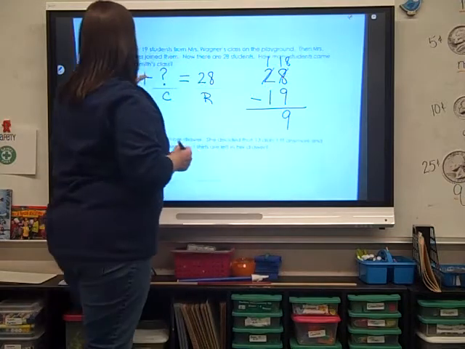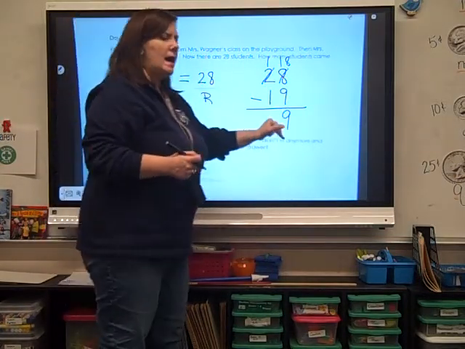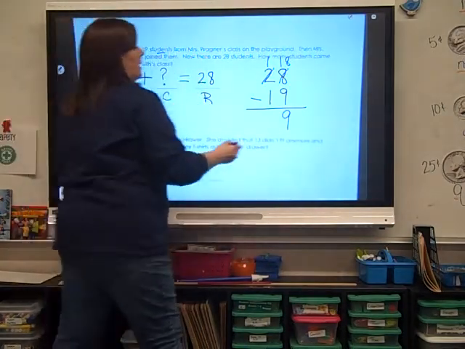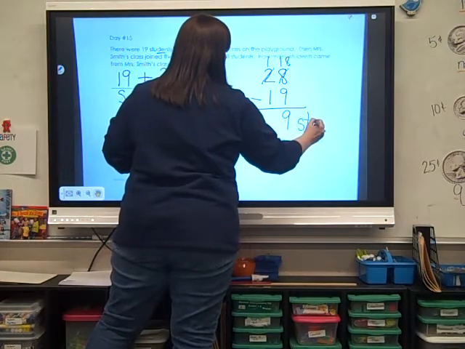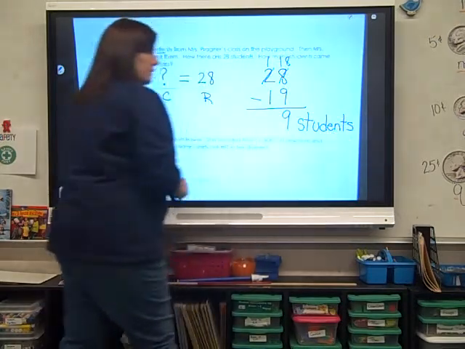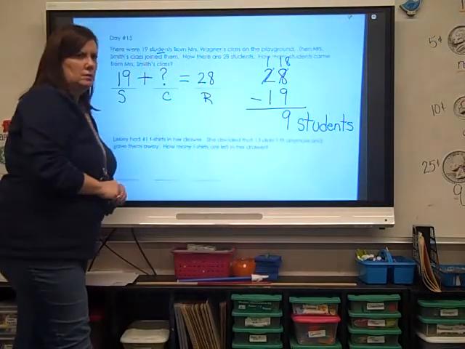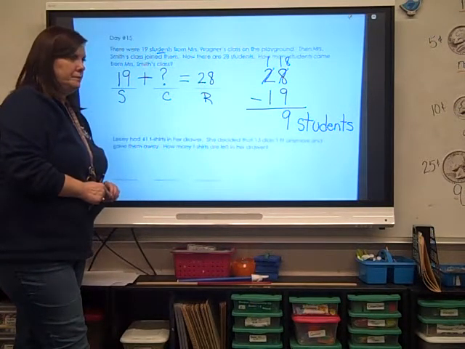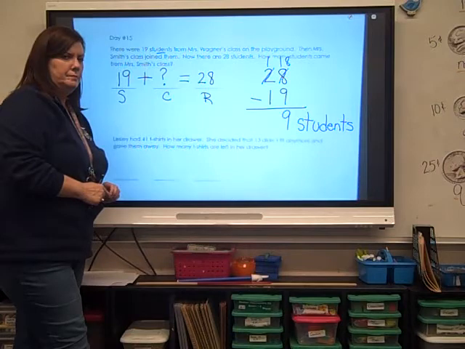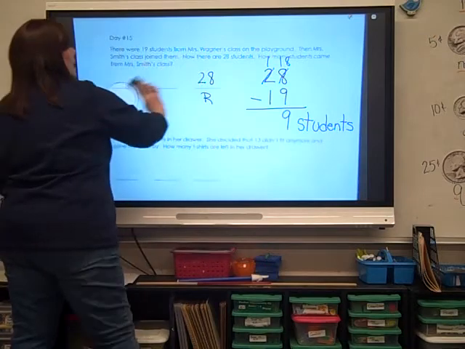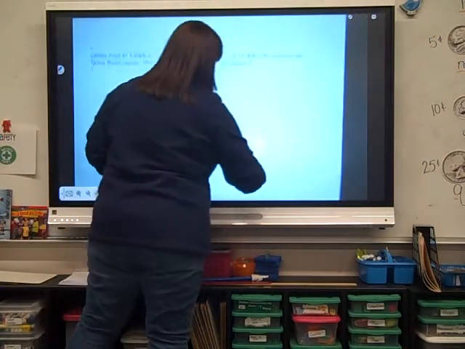All right. 9 what? How many students came from Mrs. Smith's class? 9 students. Students is what I'm talking about. So label it 9 students. Make sure you label your answer. All right, I'm going to have to erase and we're going to have to move it up, so I hope you got it. Remember, you can always stop the video if you need to.